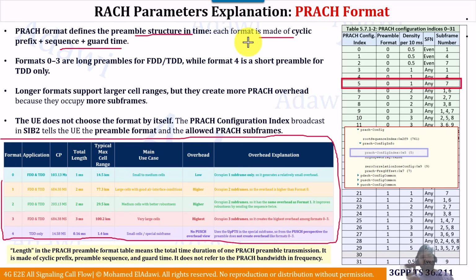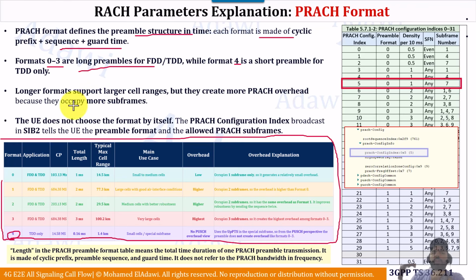Usually, the preamble, which is 0 to 63, consists of a cyclic prefix at the beginning. In the middle, you have a sequence, and this sequence has a specific duration. Then you have a guard time. And in general, we have 5 formats, 0 to 3 called long preambles, while preamble format 4 is only used for TDD.